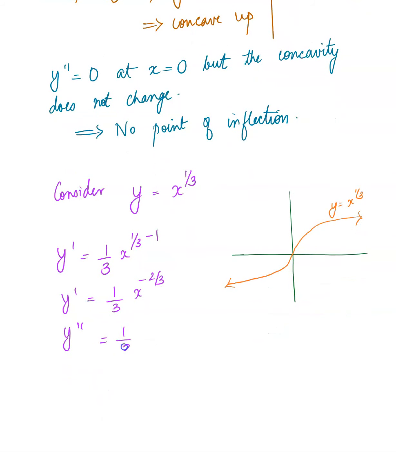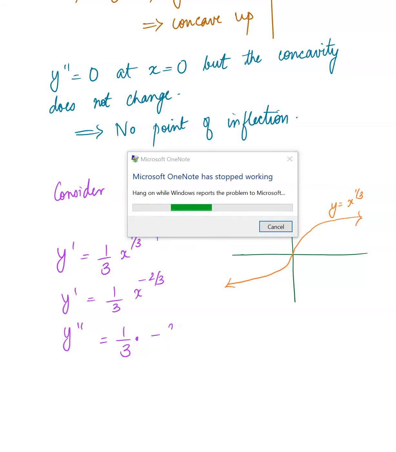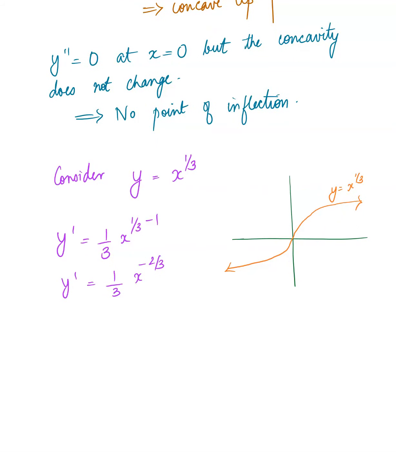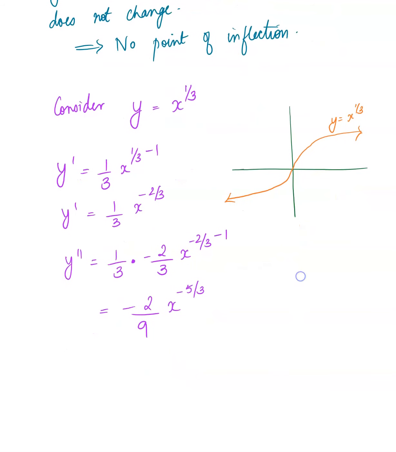That's going to be 1 over 3 times negative 2 over 3. Y double prime will be 1 over 3 times negative 2 over 3 x power negative 2 over 3 minus 1, negative 2 over 9 x power negative 5 over 3. So y double prime becomes negative 2 over 9 x power 5 over 3, right? Move it down.